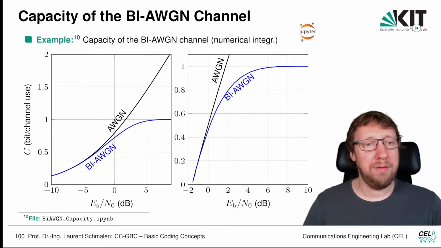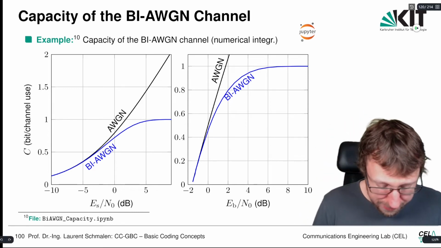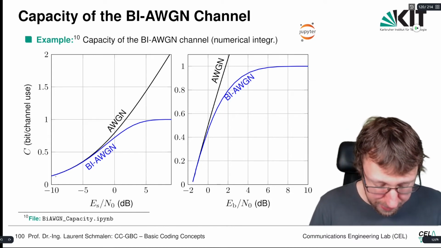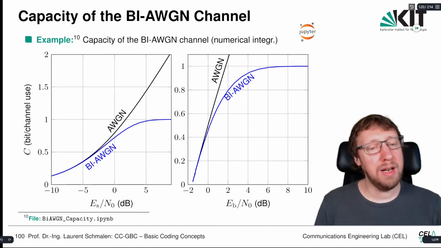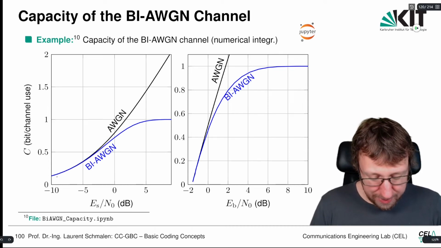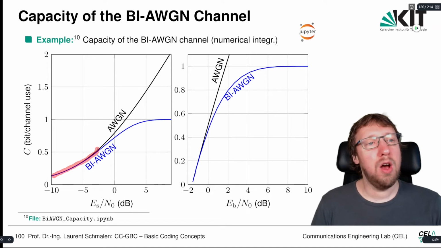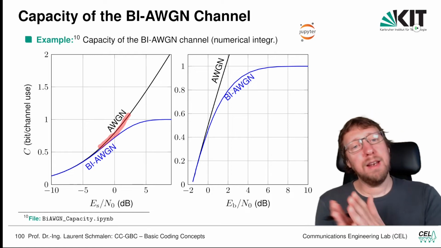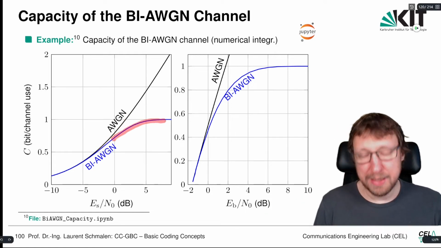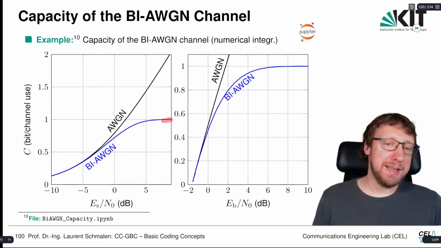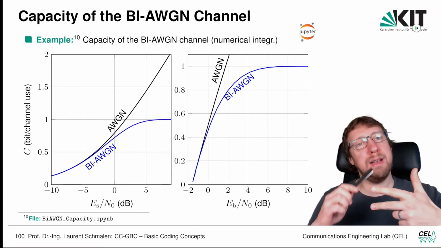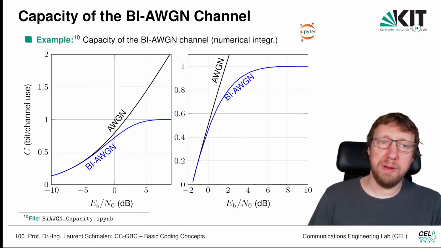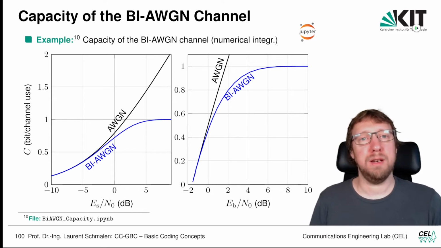So let's first take a look at this. We see that for small signal to noise ratio, bad channel conditions, where we have a lot of noise, the capacity of the binary input AWGN almost looks like the capacity of the AWGN channel. And then there is a deviation because this one will saturate to 1, which makes sense. If we have a binary input, there is at most 1 bit that we can put into a plus or minus 1. We cannot put 2 bits into plus or minus 1. We can just put 1 bit into a plus or minus 1.